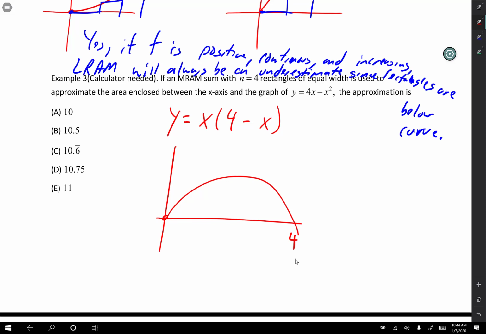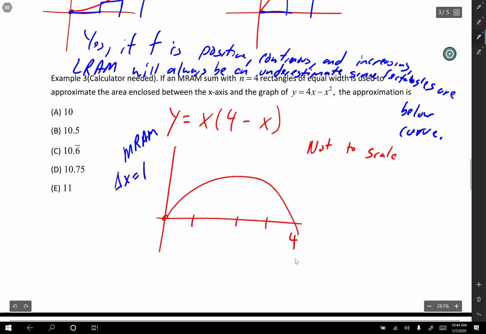Cool or not cool? All right, so now, how many rectangles do they want me to use? 4. It's not to scale, so I'm going to put not to scale. And they want me to use what? LRAM, MRAM, or MRAM? MRAM. So here we go. All the width of each rectangle is 1. So that means 0.5.